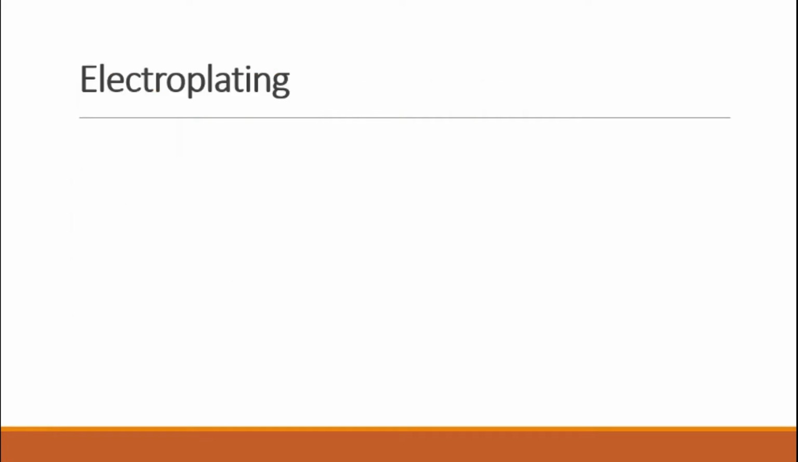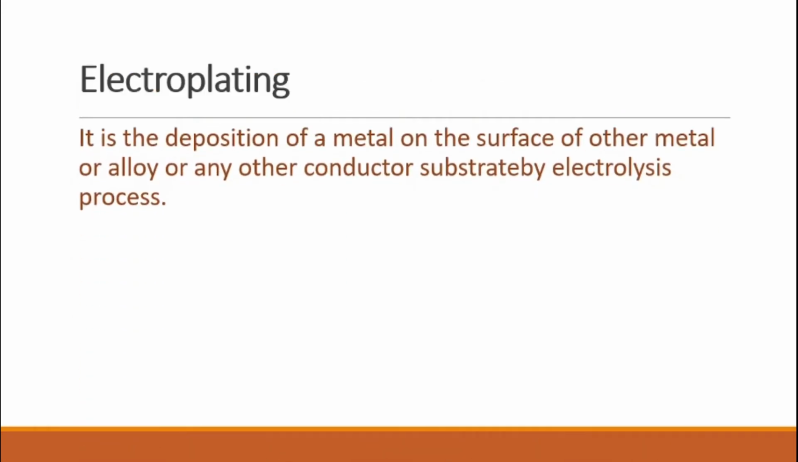First, let us take up electroplating. It is a process of depositing a metal on the surface of another metal or alloy or any other conductor substrate by the electrolysis process. I repeat, it is the process of depositing a metal on the surface of another metal or alloy or any other conductor substrate. And the process that we follow for this is the electrolysis process.